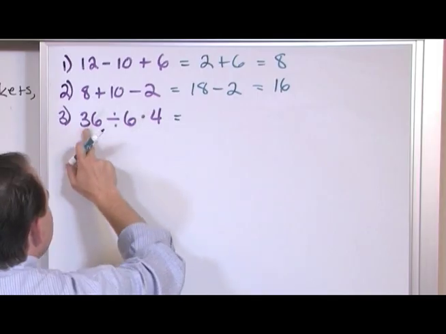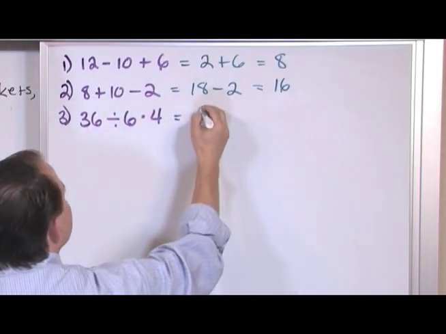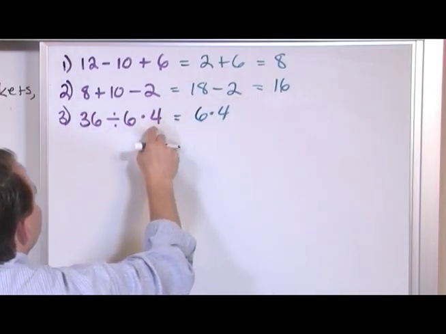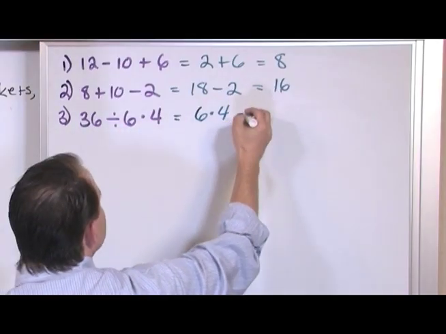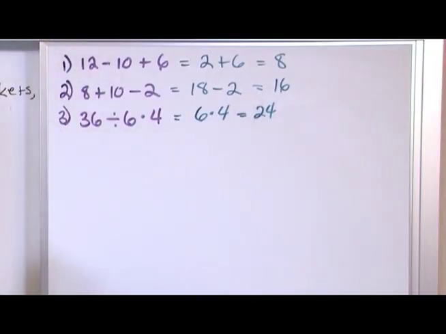36 divided by 6 is 6. We still have to multiply by the 4. So I'm not doing this all in my head. I'm writing it down again. 6 times 4 is 24. That's the answer.